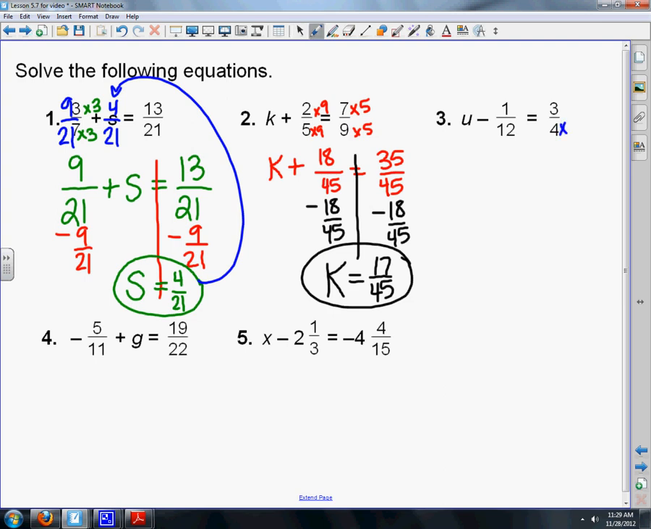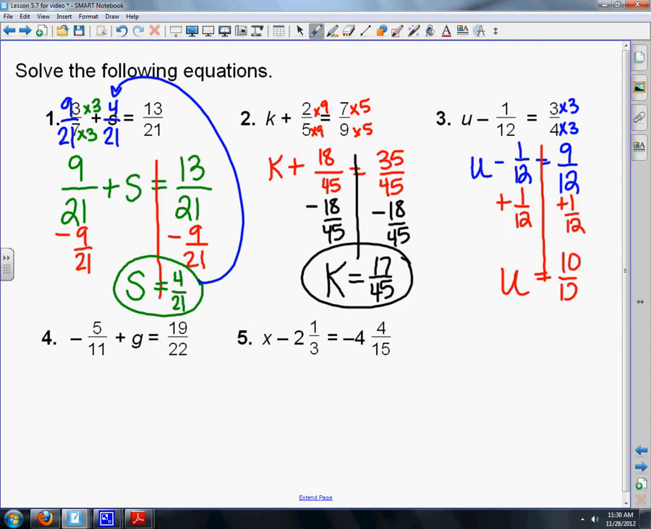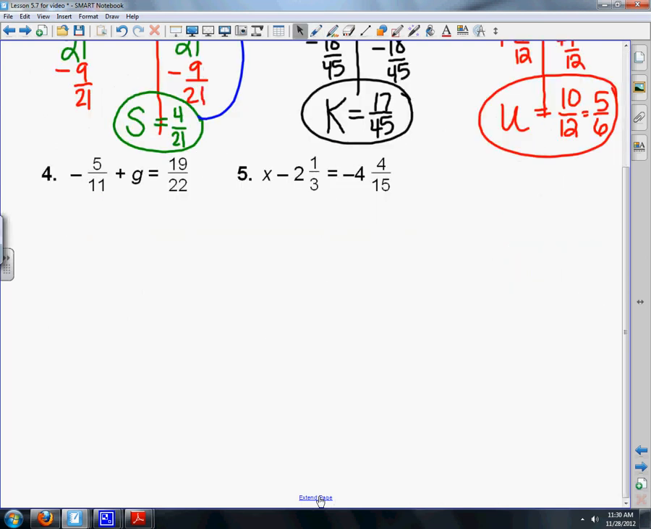Now this one I'm going to times by 3, times by 3. So I get u minus 1/12 equals 9 over 12. So now I am going to draw my line. I'm going to add 1/12 to both sides. And I get u equals 10/12, which is 5/6. Always, always, always simplify. You can just do it as simple as that, write it right next to it.